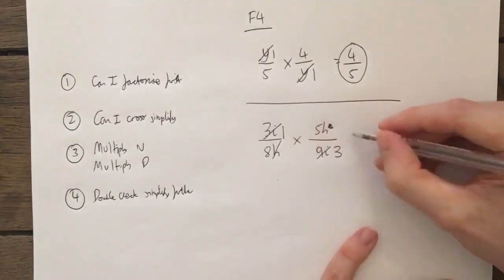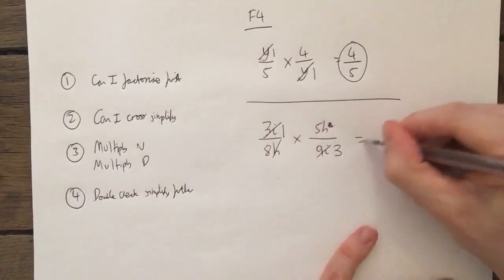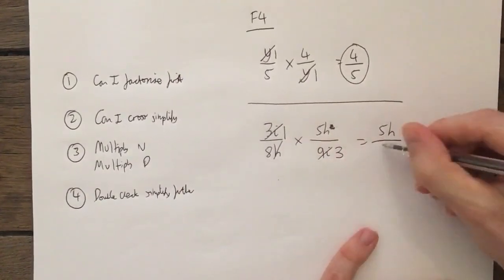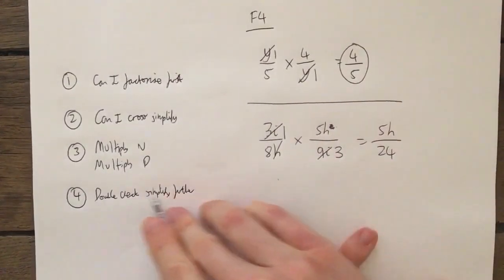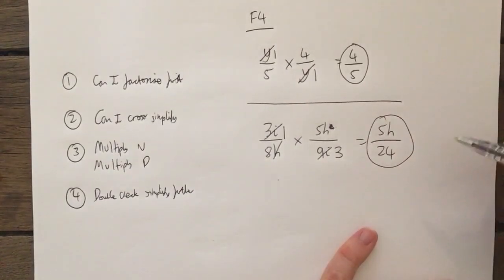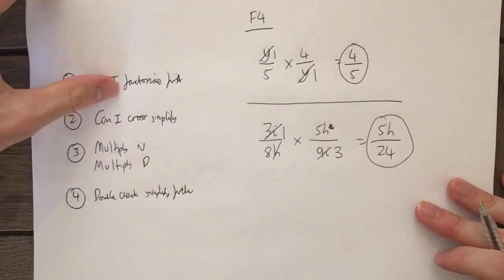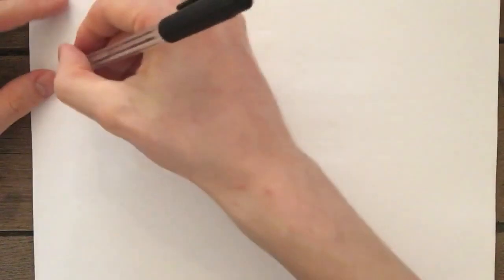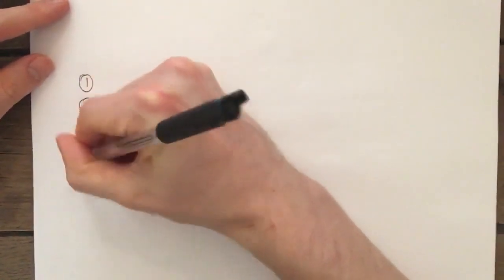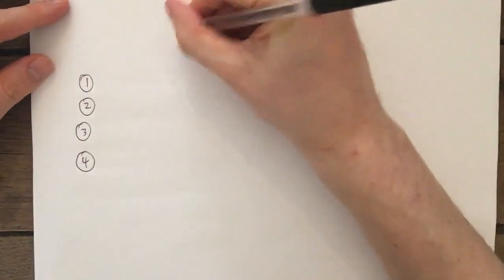So 1 times 5h, because I'm multiplying the numerators now, is 5h. And 8 times 3 is 24. Can I simplify further? No. That's my final answer. Okay, so that is what F4 looks like. Now F5 is a tiny bit more challenging. Remember, I'm not going to write them down this time, but 1, 2, 3, 4, because we are multiplying algebraic fractions.